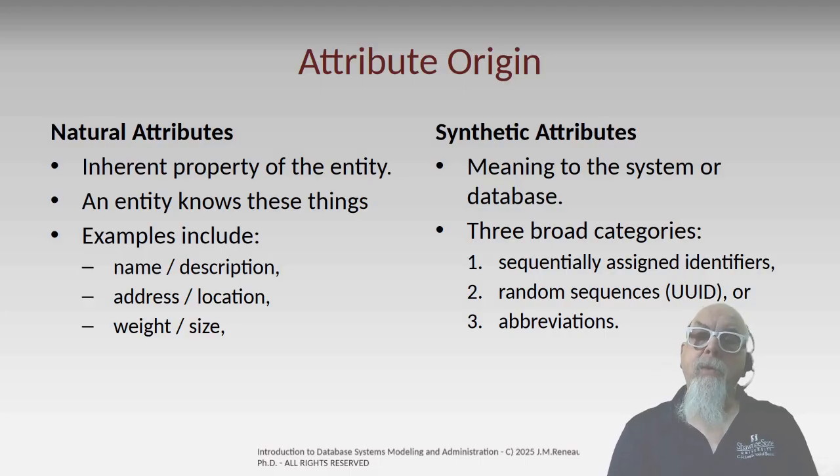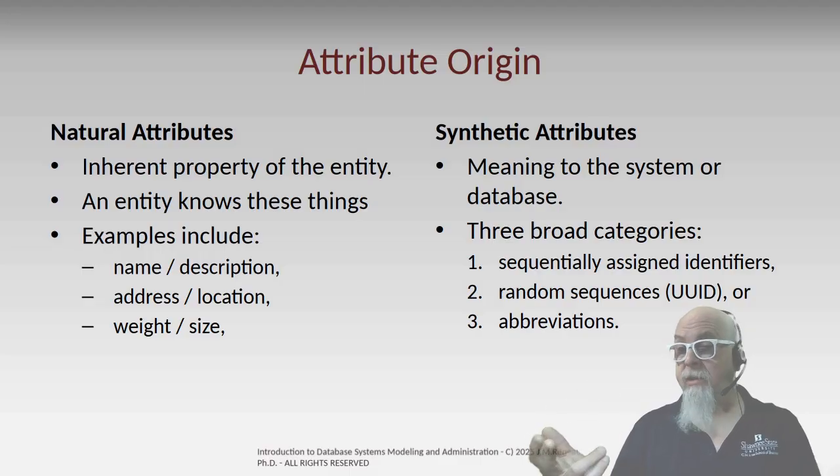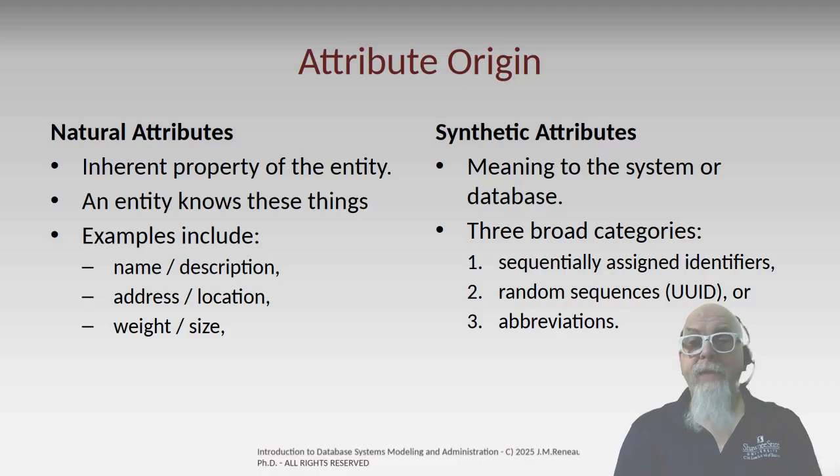Synthetic attributes we usually add to give meaning, or we add for the database itself. Broad categories are sequentially assigned numbers. For instance, let's go back to placing an order with an order entry system. Every time we get a new order, we just add one. Next order, next order, next order. Makes sense. That's a synthetic attribute.